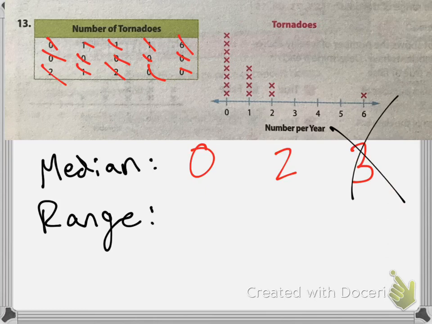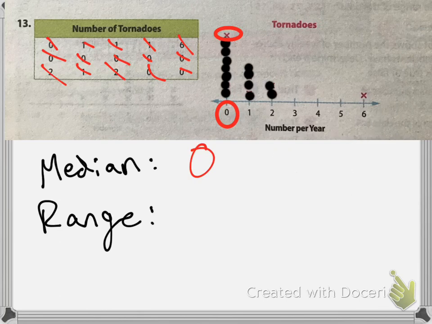The way we find median is we cross off in an ordered set from smallest to biggest, and we eliminate the answers as we go. So let's see, I'm gonna cross them off. Biggest, smallest, biggest, smallest, and so on. And I'm left with that plot point, which is above 0, meaning my median is 0.